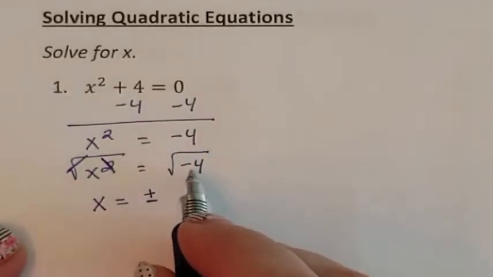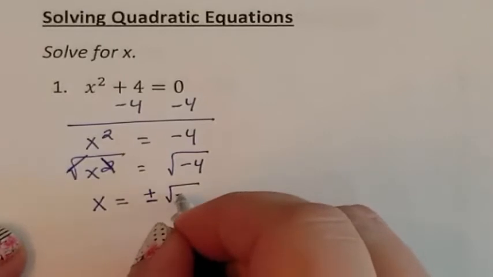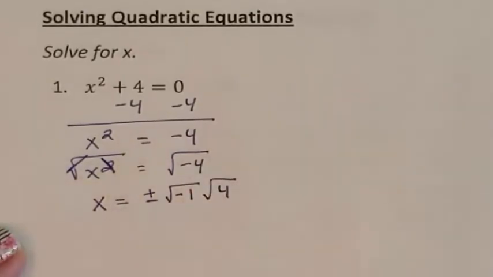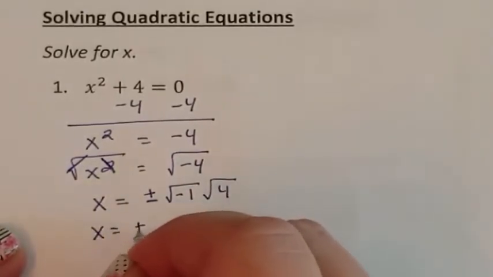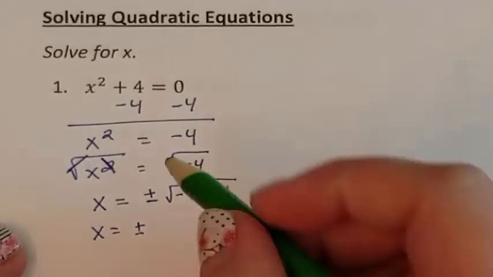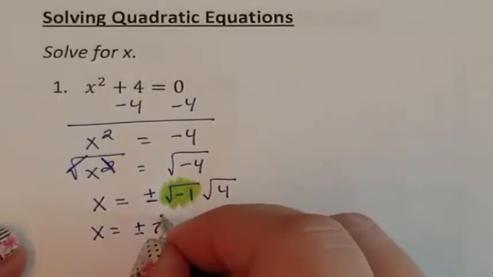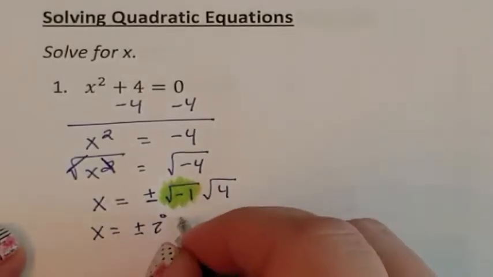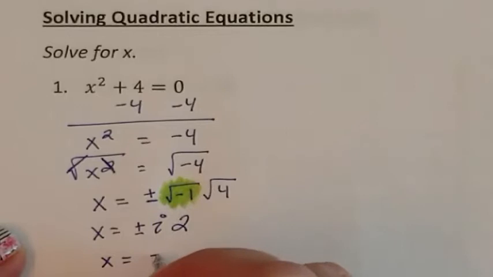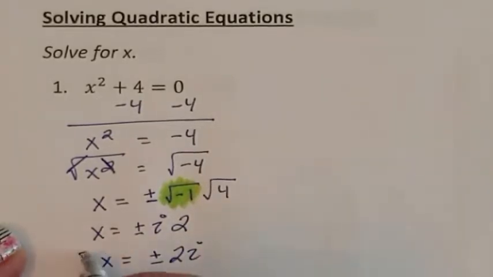Taking the square root of a negative 4 means I have to separate the negative 1 from the 4. So x equals plus or minus. We know that the square root of negative 1 is i. So here's my i. And the square root of 4 is 2. So x equals plus or minus 2i. The i part gets written after the number. So we just answered it's plus or minus 2i.